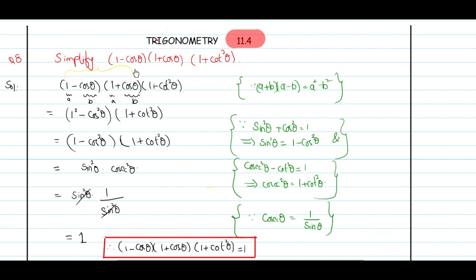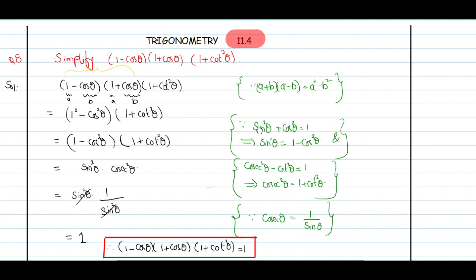For that, if you observe the given question, it is (1 minus cos theta) into (1 plus cos theta). This is actually in the form of (a plus b) into (a minus b). So, we have the algebraic identity that (a plus b) into (a minus b) is equal to a square minus b square. If we consider 1 as a and cos theta as b, (a minus b) into (a plus b) can be written as a square minus b square. So, a square is 1 square, minus b square is cos square. Then we write this term as it is, that is 1 plus cot square theta.